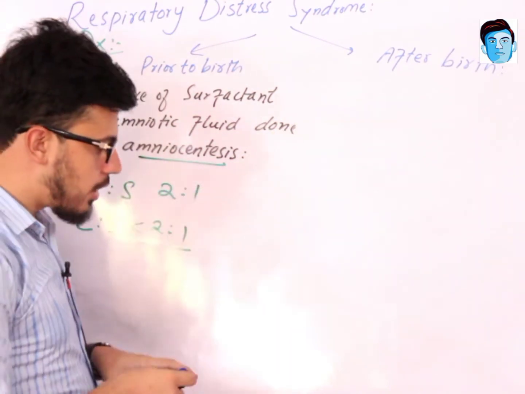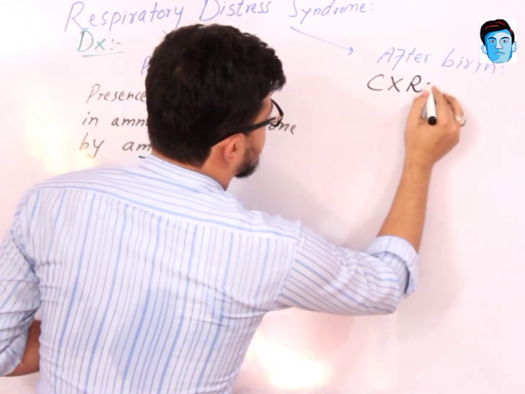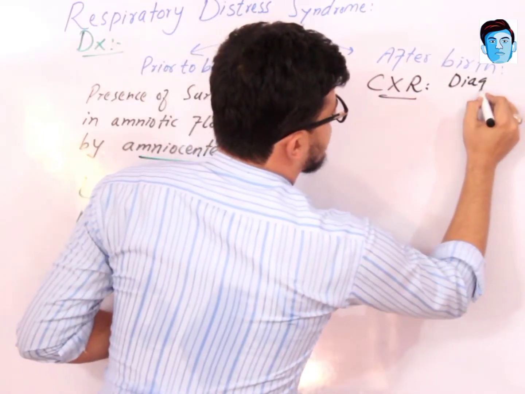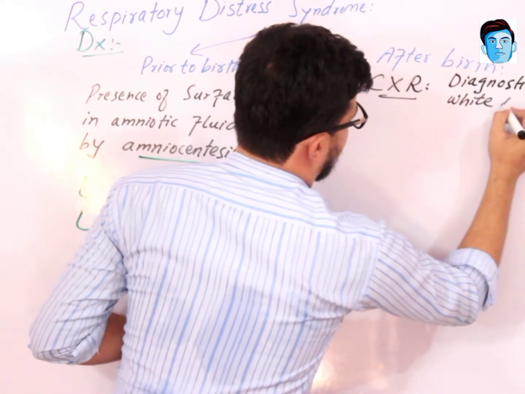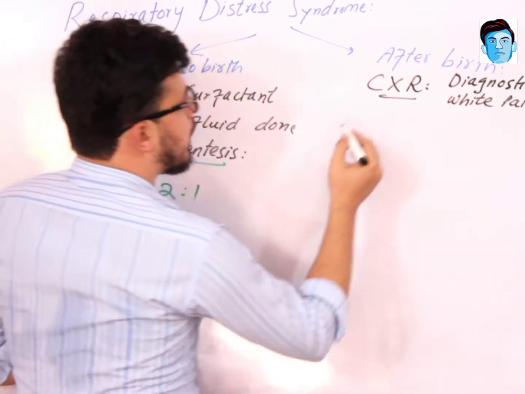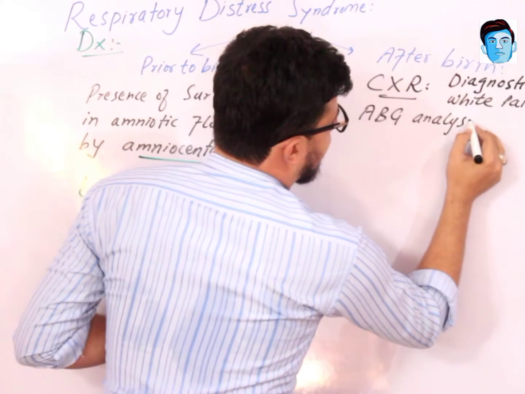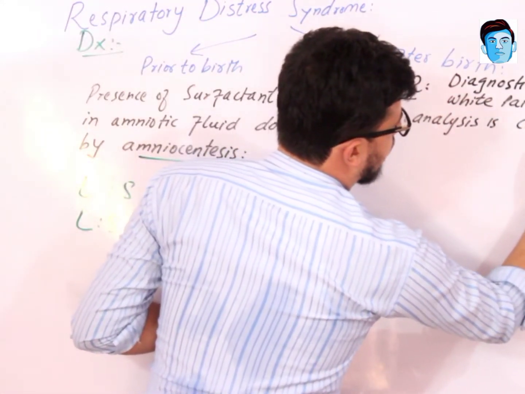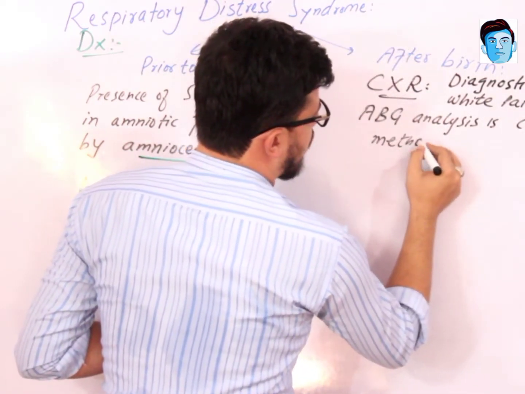And if the condition is after birth, you can do the chest X-ray. The chest X-ray in this case is considered diagnostic, and it will show white patches on X-ray. Also you can do the ABG analysis as well. ABG analysis is important. ABG analysis is the confirmatory method for hypoxia.